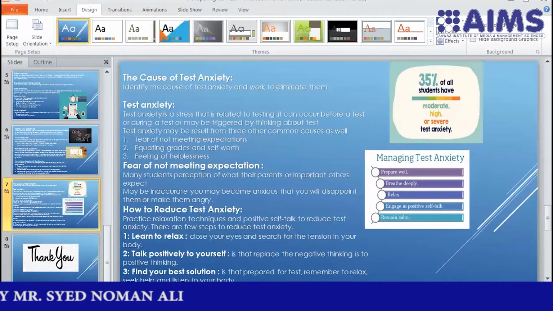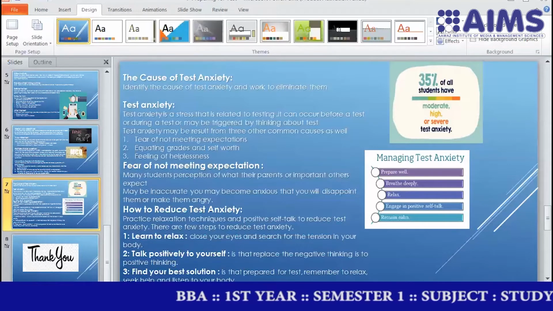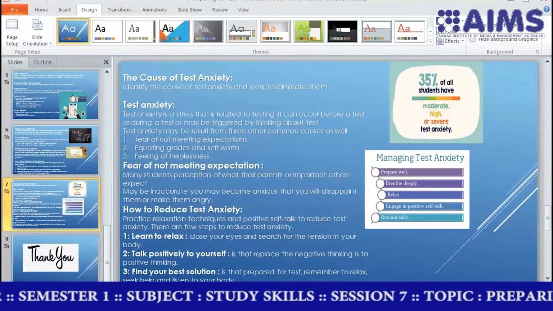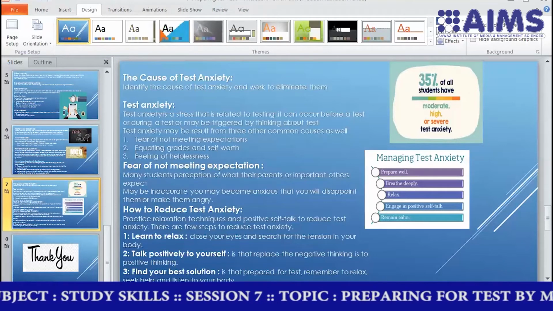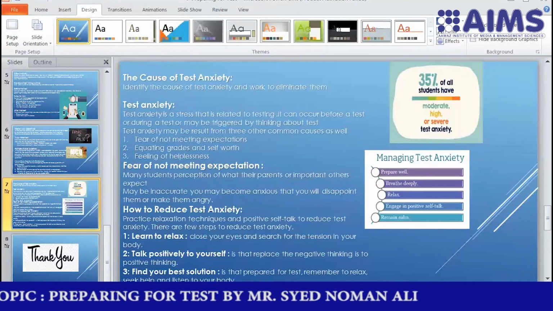Then you do not become so anxious about that. You will be disappointed when you draw some expectation and estimated and projected marks in your mind. You have to understand the topic and present it well. This is one approach. How to reduce test anxiety?